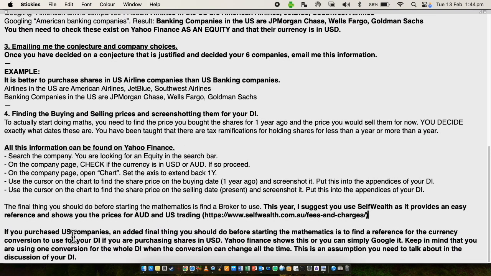One last thing, if you are purchasing US companies, before you do the maths, find one reference for currency conversion to use for your DI if you're purchasing shares in US dollars. Yahoo Finance shows this right at the top, or you can Google it. You're using one conversion for the whole DI. Does the money conversion change literally every day? Only use one. No one cares that hard that you're doing the conversion every different day.